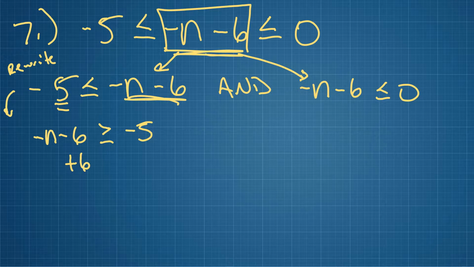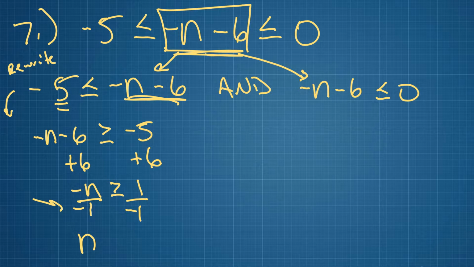Now I use PEMDAS backwards. I have the opposite of n is greater than or equal to 1. Now this is not solved because I have the negative sign, so I have to divide by a negative 1. All right, that gives me n. And remember our rule says that if I have to divide by negative 1, I have to flip the inequality. So this less than or equal to or greater than or equal to becomes less than or equal to negative 1.